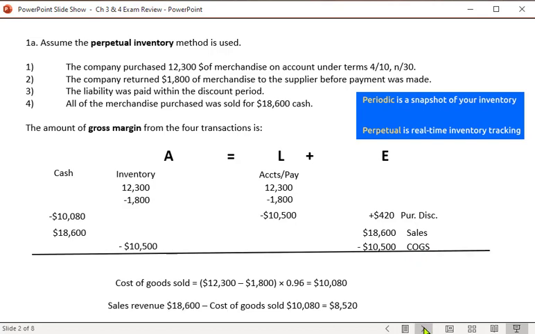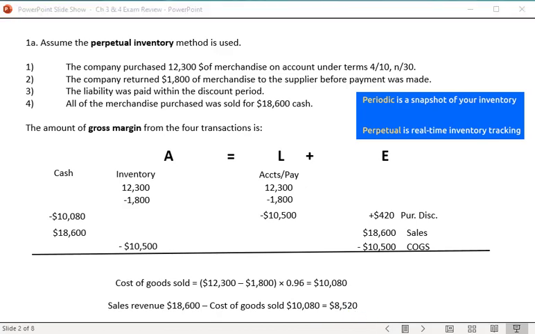So now let's put together the gross margin calculation, which is going to be sales of $18,600 minus cost of goods sold of $10,500 gives you a gross margin of $8,100.